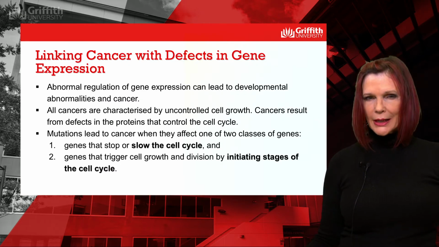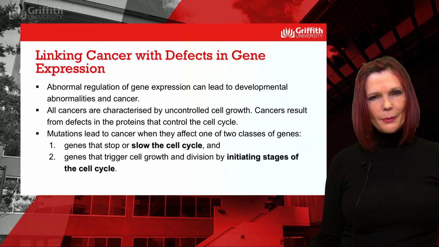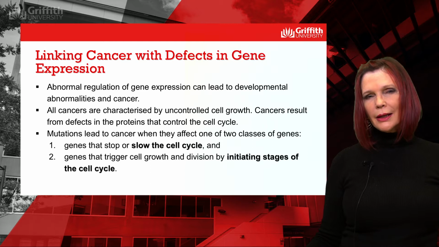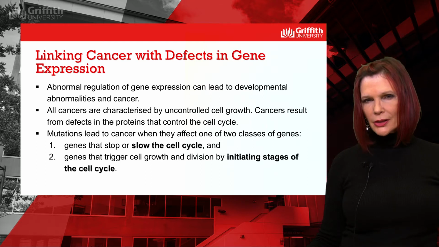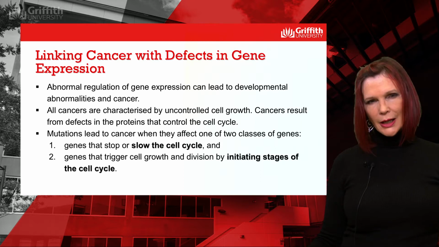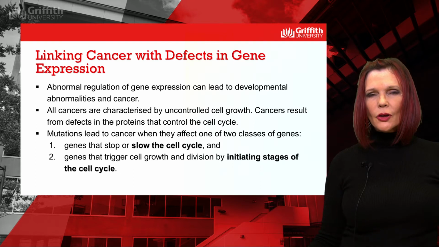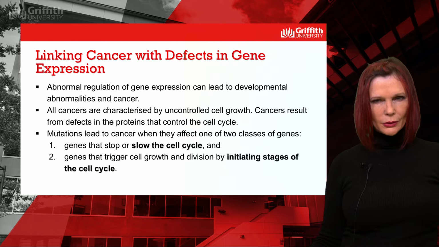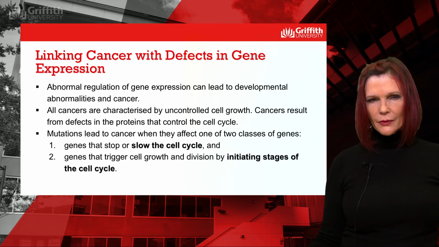Abnormal regulation of gene expression can lead to developmental abnormalities and cancer. As we saw in Module 1, cancer results from genetic changes that affect cell cycle control. There are two classes of genes associated with cancer: those that stop or slow the cell cycle and those that trigger cell growth and division by initiating specific phases of the cell cycle.